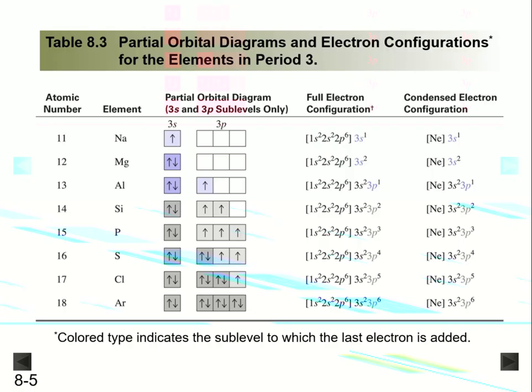So for our condensed electron configuration, we simply write neon 3s1. And for magnesium, we write neon 3s2. There's also our valence electron configuration, which wouldn't even include the neon. They just write 3s1, or for magnesium 3s2, or for aluminum 3s2, 3p1, and so forth.